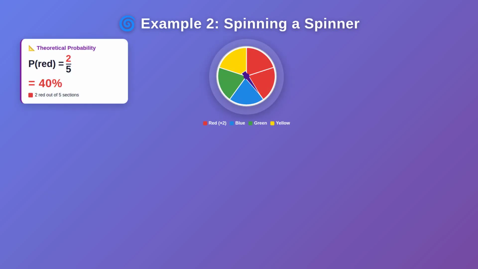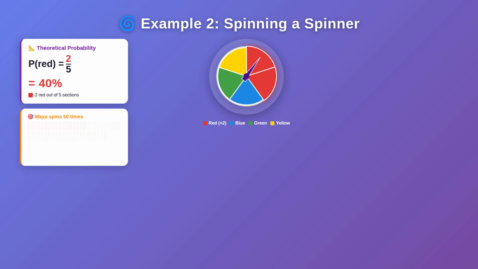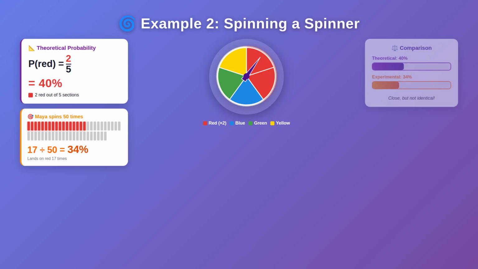Here's another example. Maya has a spinner divided into 5 equal sections. 2 are red, 1 is blue, 1 is green, and 1 is yellow. What's the theoretical probability of landing on red? There are 2 red sections out of 5 total, so the theoretical probability is 2 over 5, which equals 40%.